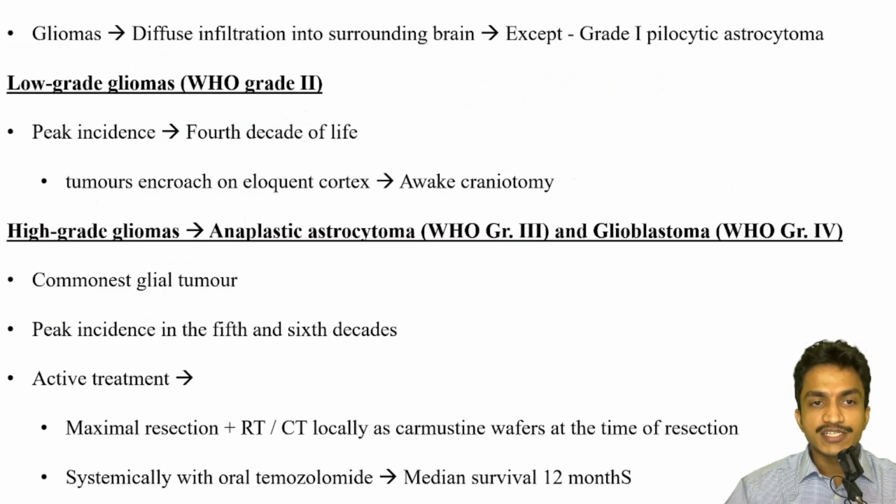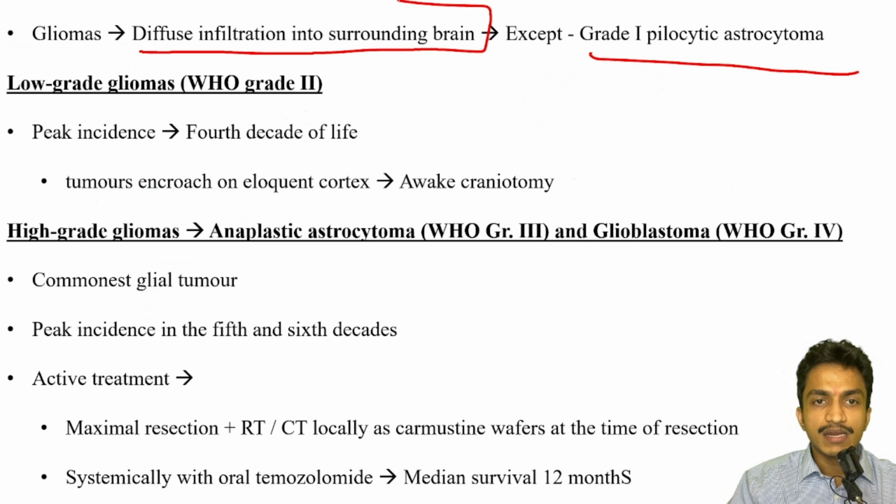Now classification, it is divided into 4 grades, that is grade 1 to grade 4. Grade 1 is also known as pilocytic astrocytoma, and all the gliomas can have a diffuse infiltration into the surrounding brain except for the grade 1. So understand, grade 1 are the most benign form which does not infiltrate into the surrounding structure.